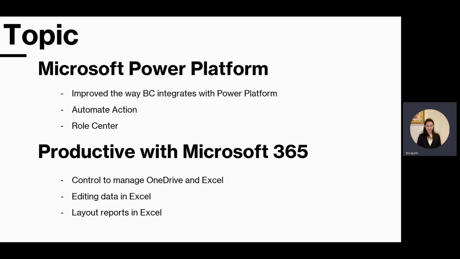On the Microsoft Power Platform, Microsoft has improved the way Business Central integrates with Power Platform like Power BI, Power Apps, Dataverse, and other apps. And you can customize Automate, Action, and Role Center in your Business Central. And for Microsoft 365, Microsoft has given more control to manage OneDrive and Excel and ability to edit data and lay out reports in Excel to improve productivity.